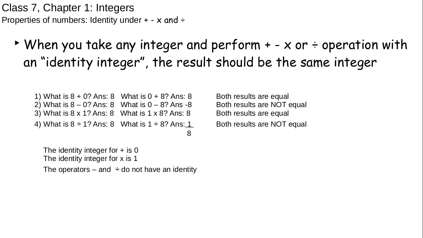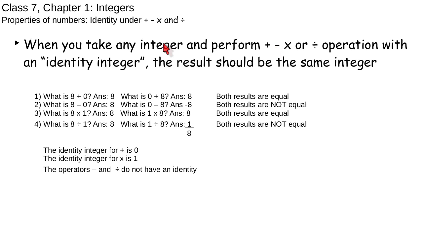What is the identity property? The identity property has its basis in the definition of something that is called an identity integer. Now, what is an identity integer? When you take any integer from the number line, that means you pick any integer number and you perform one of these operations, the addition operation, the subtract operation, multiply operation, or the division operation with the identity integer, then the result should be the same integer that you had picked from the number line.